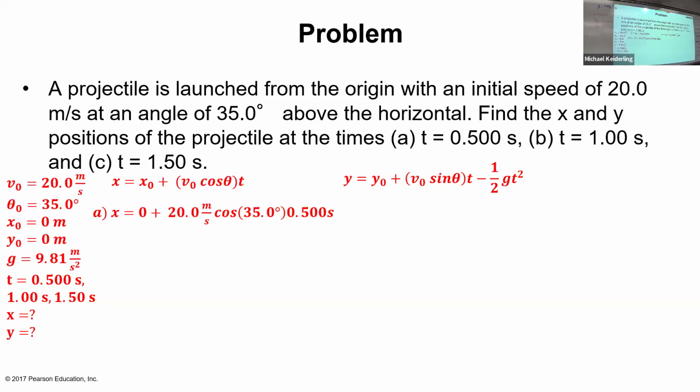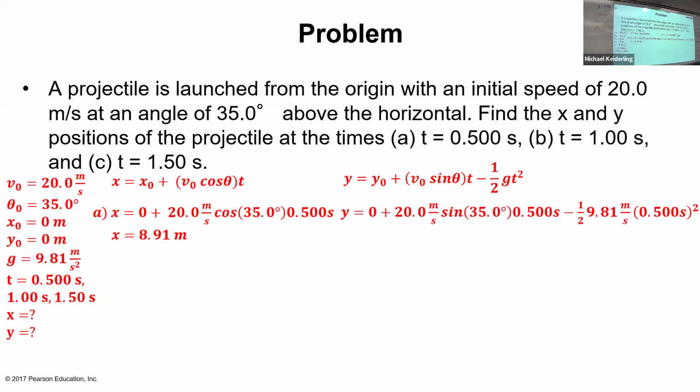So for part A, x equals 0 plus 20 meters per second times the cosine of 35 degrees times 0.5 seconds. y equals 0 plus 20 meters per second times the sine of 35 degrees times 0.5 seconds, minus 1/2 times 9.8 meters per second squared times 0.5 seconds squared. So x equals 8.91 meters and y equals 4.51 meters.